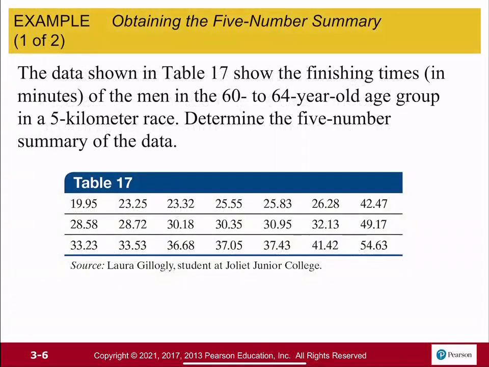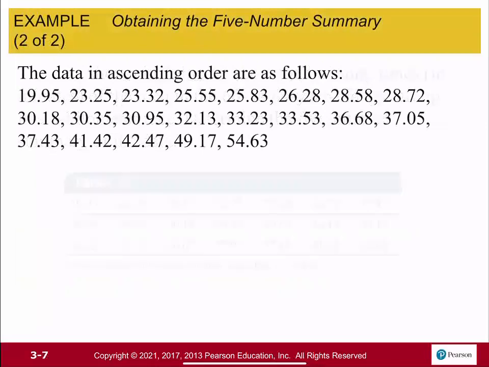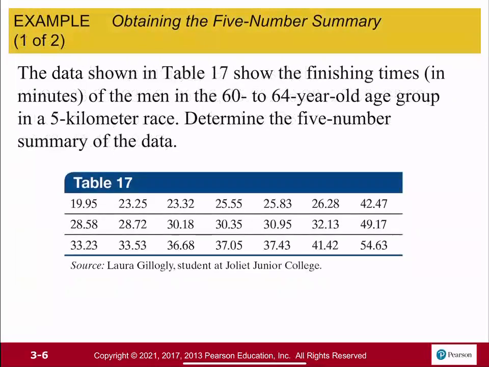So the data shown in table 17 show the finishing times in minutes of men in the 60 to 64-year-old age group in a 5-kilometer race. Determine the 5-number summary of this data set. So let's grab that data and take it to our notebook.